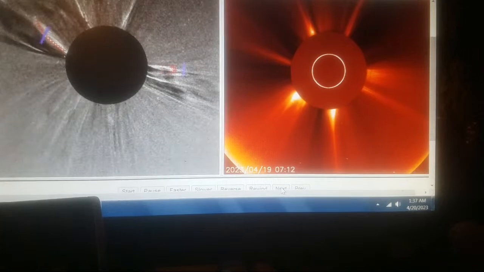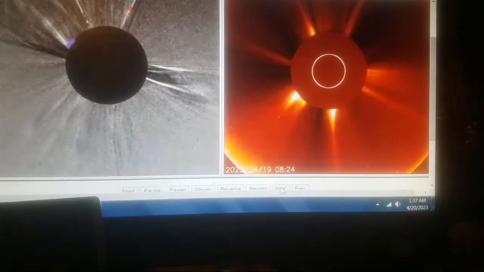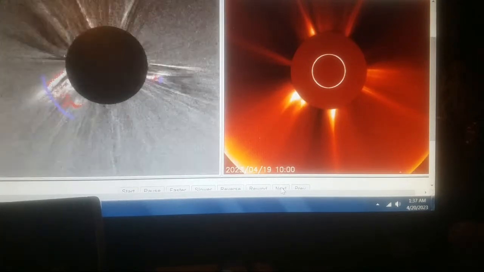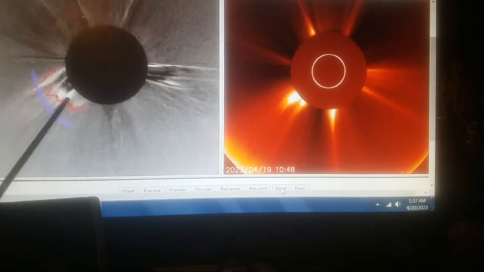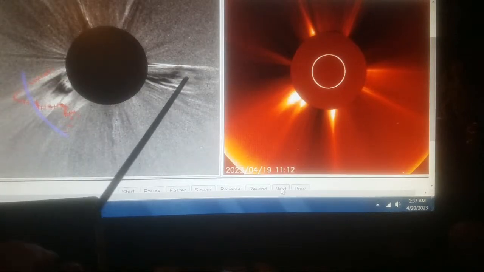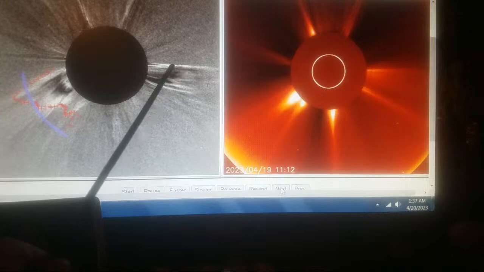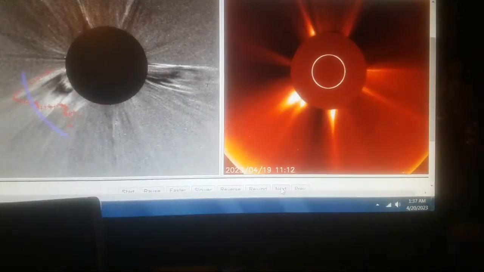All right. Then we have this, something going on here too. You can see something round right in that area. But then this one over here.